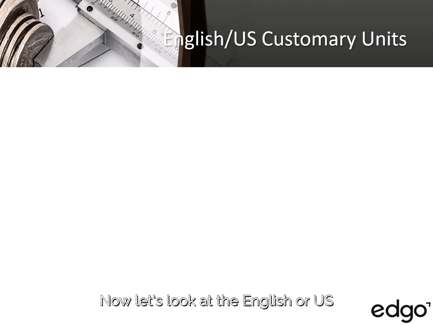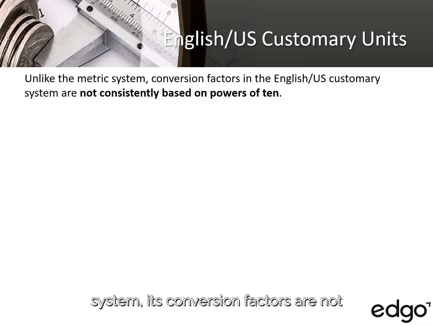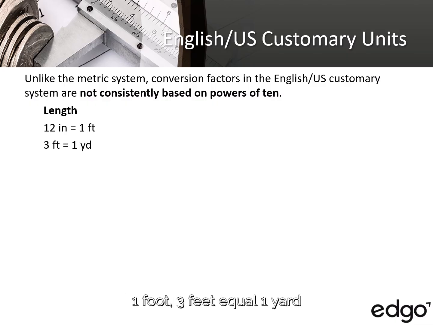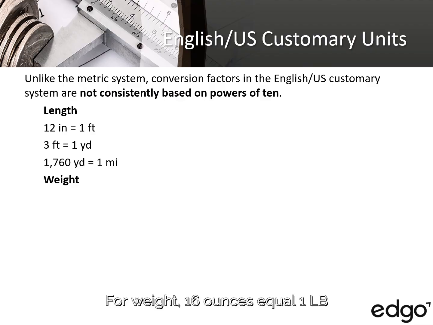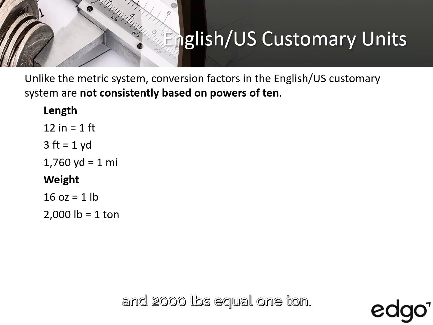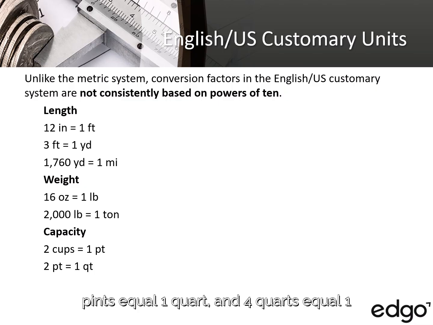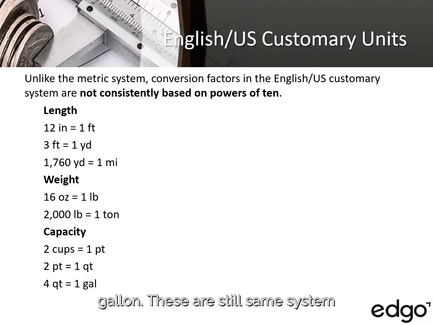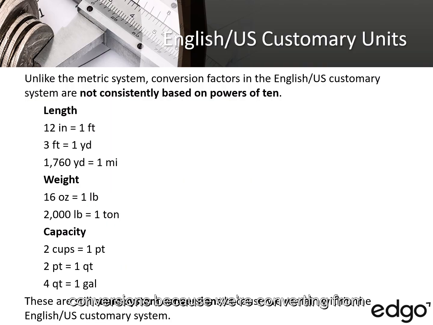Now let's look at the English or US customary system. Unlike the metric system, its conversion factors are not consistently based on powers of 10. This means we need to know the appropriate relationship between the units. For length, 12 inches equal 1 foot, 3 feet equal 1 yard, and 1,760 yards equal 1 mile. For weight, 16 ounces equal 1 pound, and 2,000 pounds equal 1 ton. For capacity, 2 cups equal 1 pint, 2 pints equal 1 quart, and 4 quarts equal 1 gallon. These are still same system conversions because we're converting from one English or US customary unit to another.